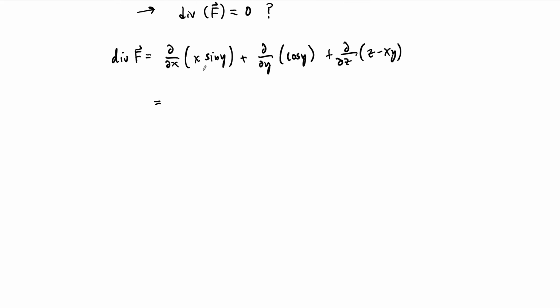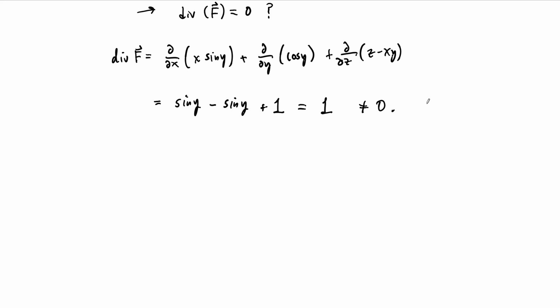Let's see what happens. We compute the partial derivative with respect to x of x sine of y. That is just sine of y. Sine of y is a constant here. The derivative of cosine y with respect to y is negative sine of y. So far, so good, right? But what happens when we get over here? The z partial derivative of z minus xy is 1. When we add this up, we get 0 plus 1. That's 1. 1 is not 0, right?